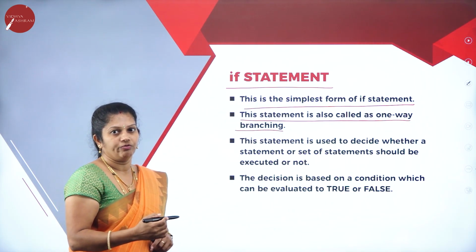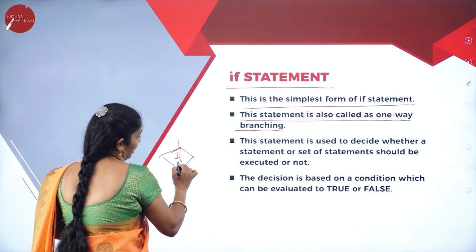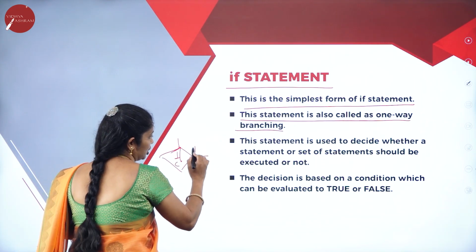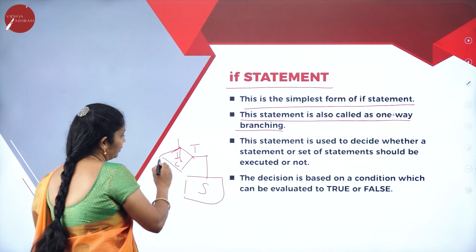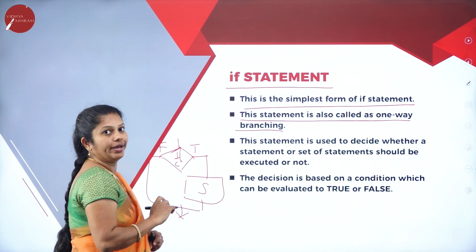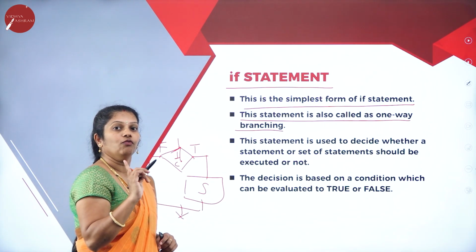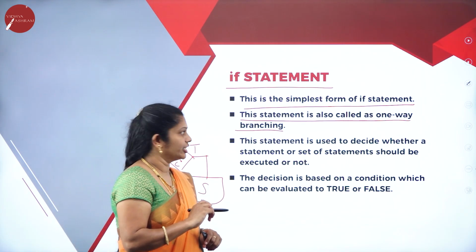Why is it called one-way branching? For example, here we have a condition. If this condition is true, then only the statement will execute. If the condition is false, then it just comes out of the loop. That's why it is called one-way branching. If it is true, then only the statement will execute.